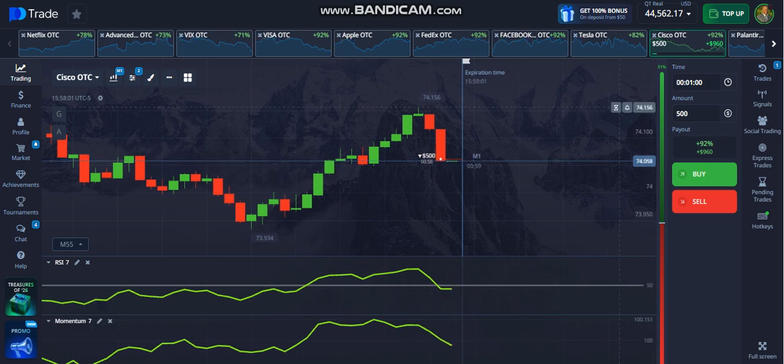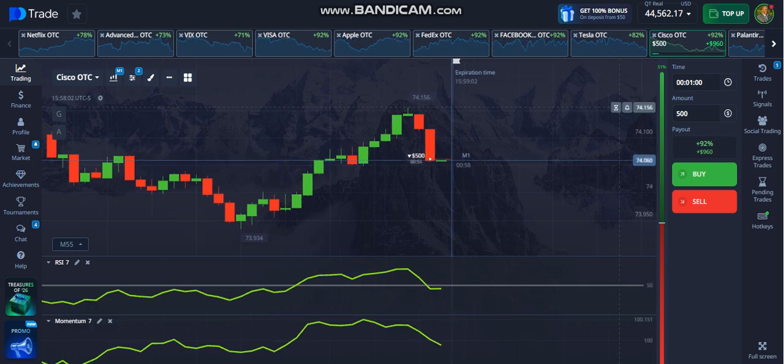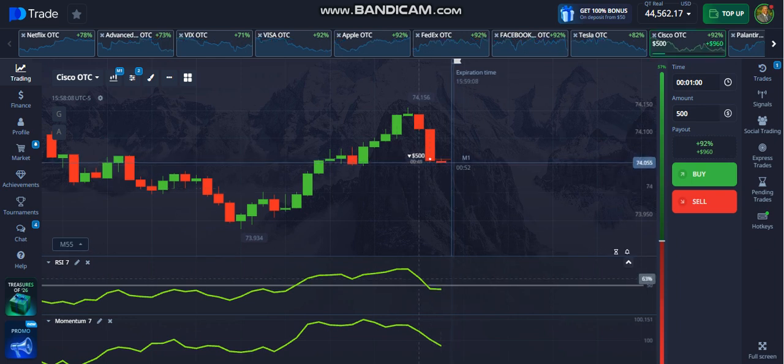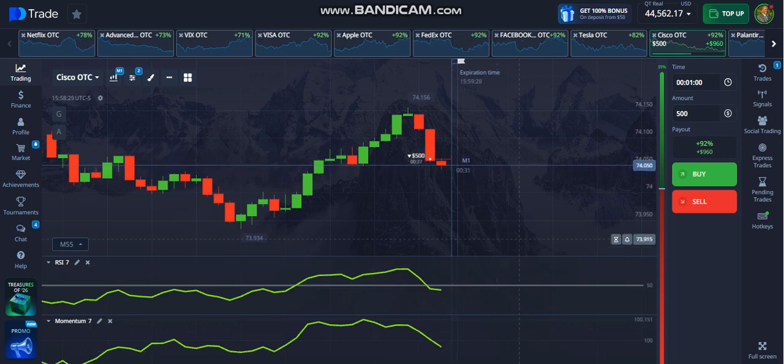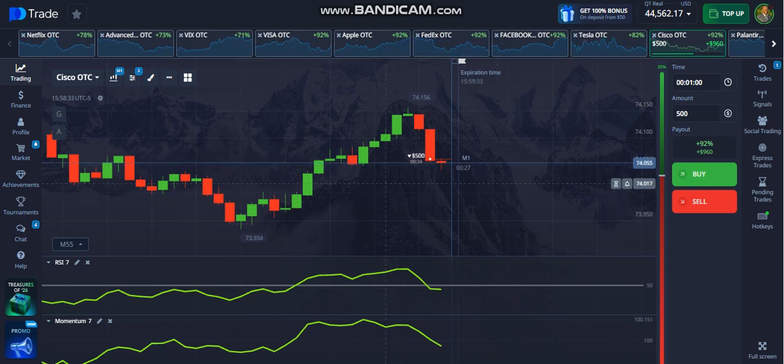Okay, so I'm on Cisco OTC, and I just took a sell trade here. And the reason why I took the sell trade here is, if you notice, the RSI line here just crossed below the 50 line on the indicator. In addition to that, the momentum indicator is showing a nice negatively sloping downward trend here, which indicates over the next 60 seconds there's going to be a continued downward momentum to the stock.